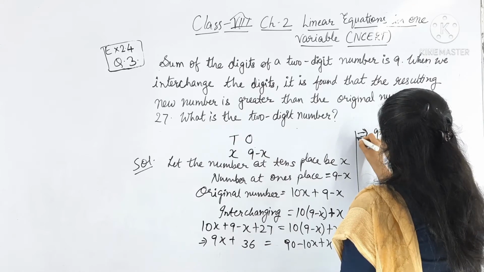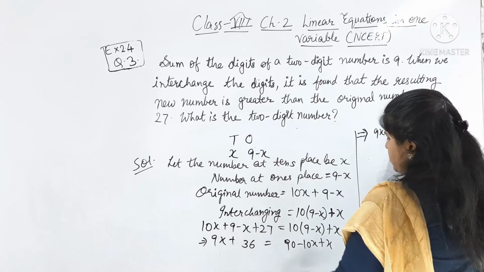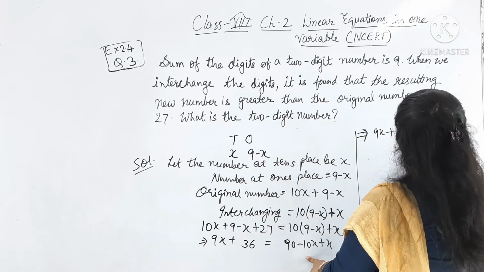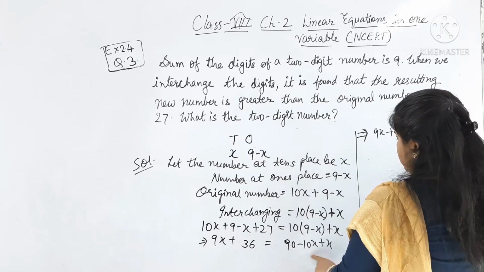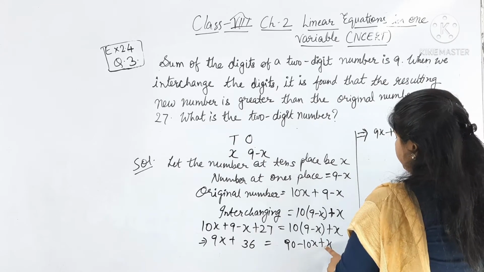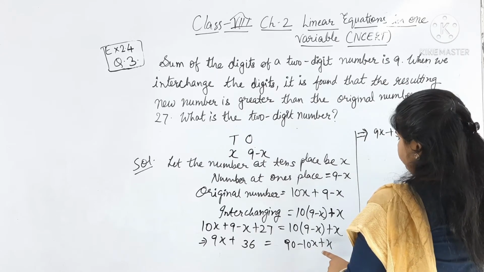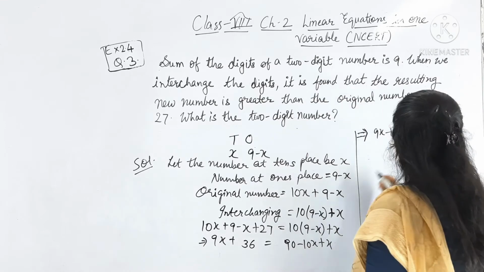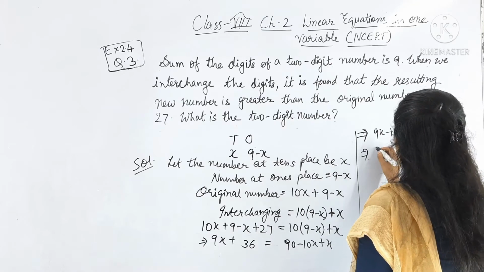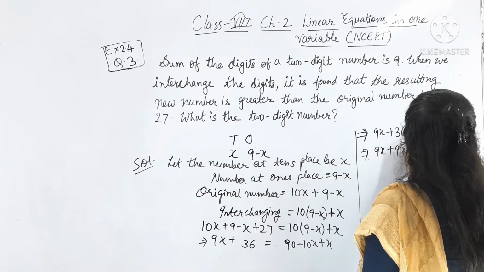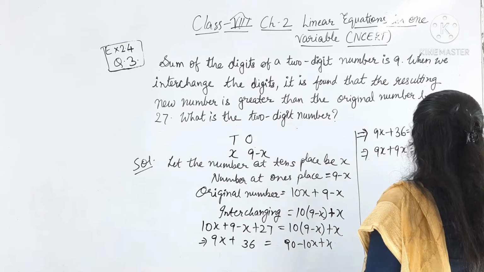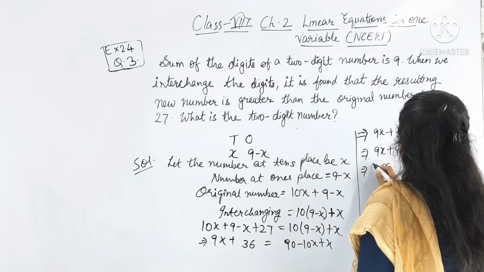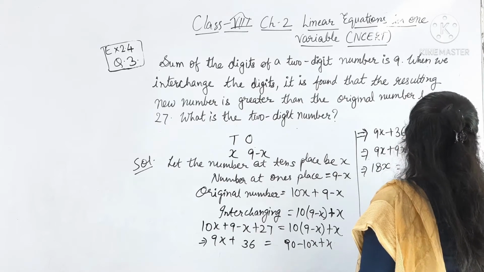9x plus 36 equals 90 minus 10x plus x, that is 9x. Okay, so 9x plus 9x equals 90 minus 36. So what I am getting here, x, 9 plus 9 is 18.